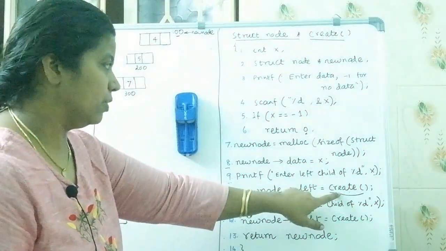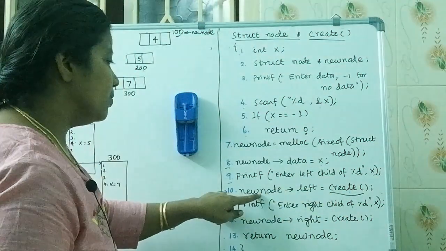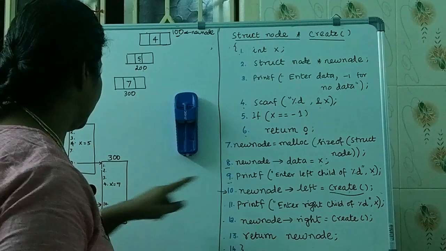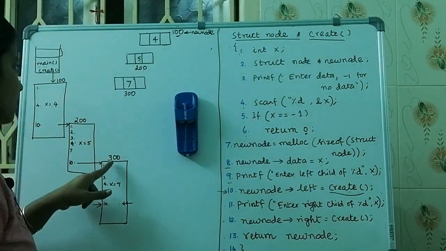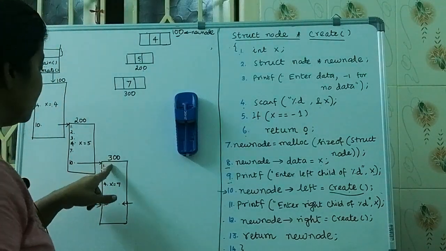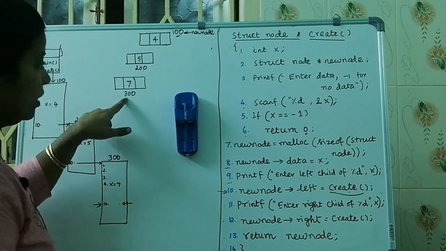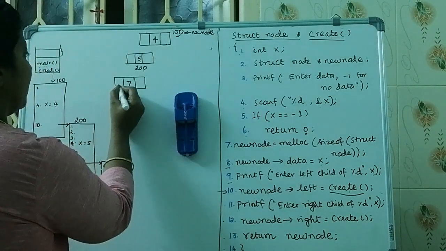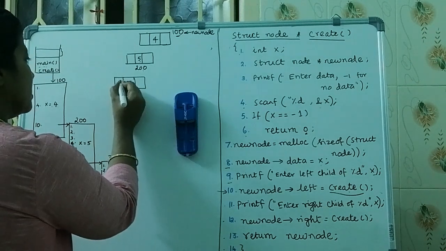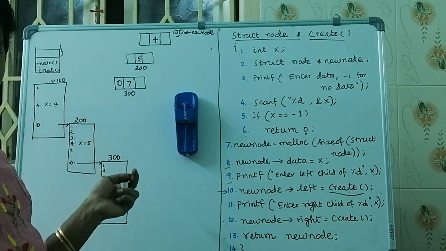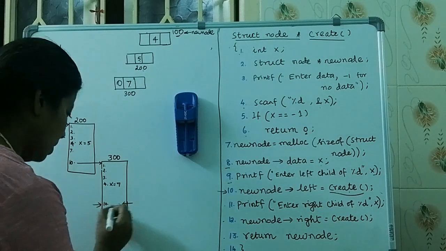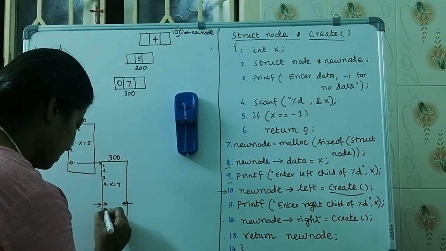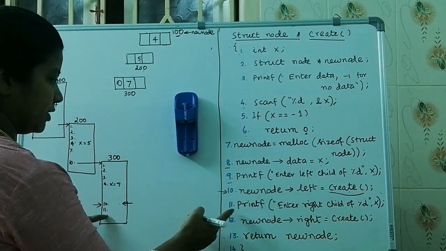That means null. Okay, you can write null also. New node of left. What is the new node here? This stack frame new node is nothing but 300. The new node is pointing to 300. New node of left means this one. New node of left, okay, so this is 0. That means null. Fine.